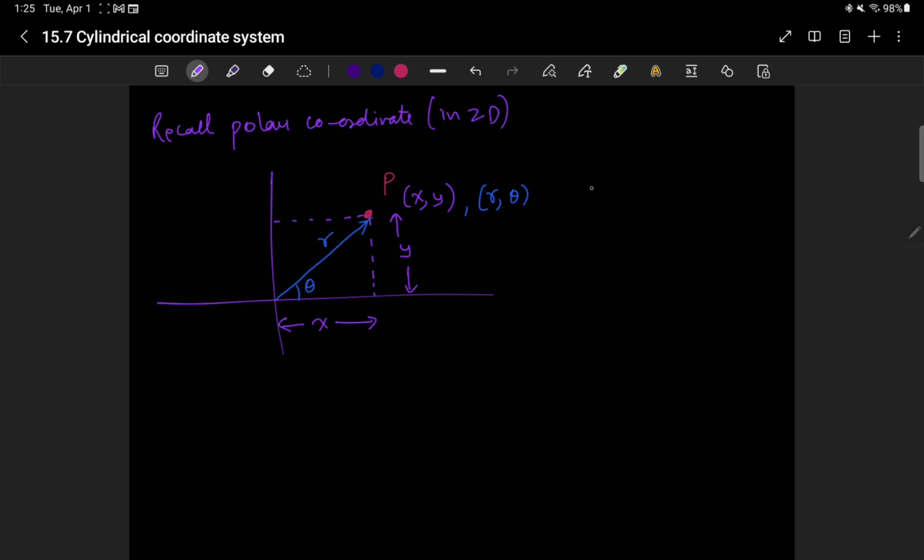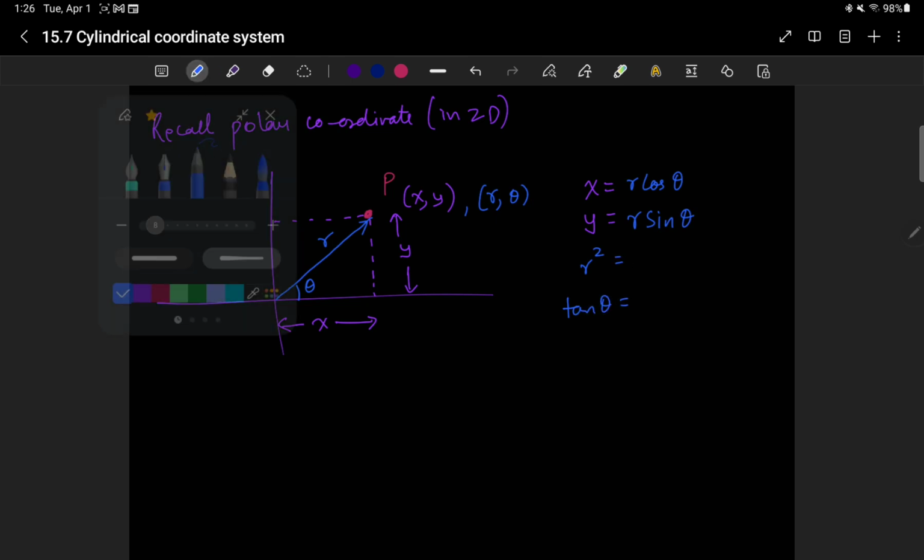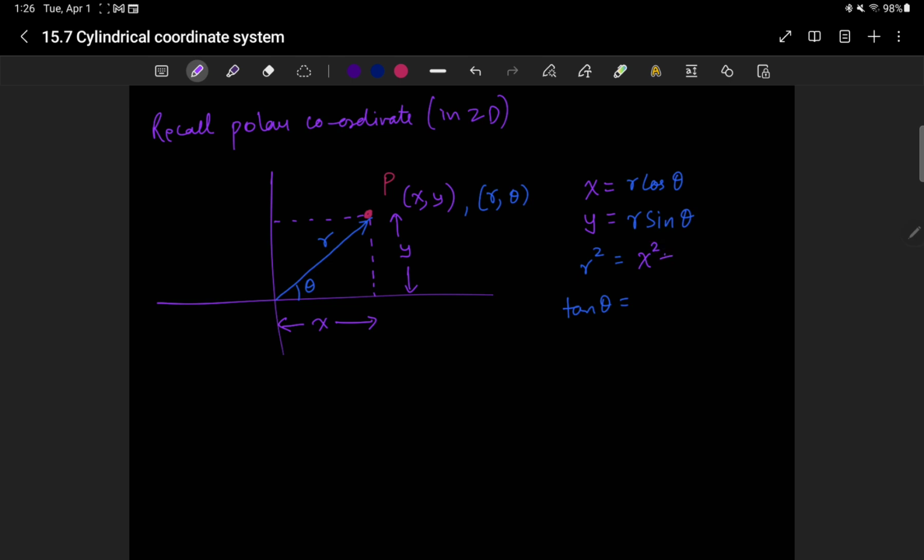And we know a bunch of relations that connect one to the other. So we have x equals and y equals. X is r cosine theta and y is r sine theta. That's how we can go from r theta to xy. Similarly, we have a relation for r squared and tan theta. R squared is given by x squared plus y squared, straight from Pythagoras theorem, and tan theta is given by the definition of trig ratio as y over x.